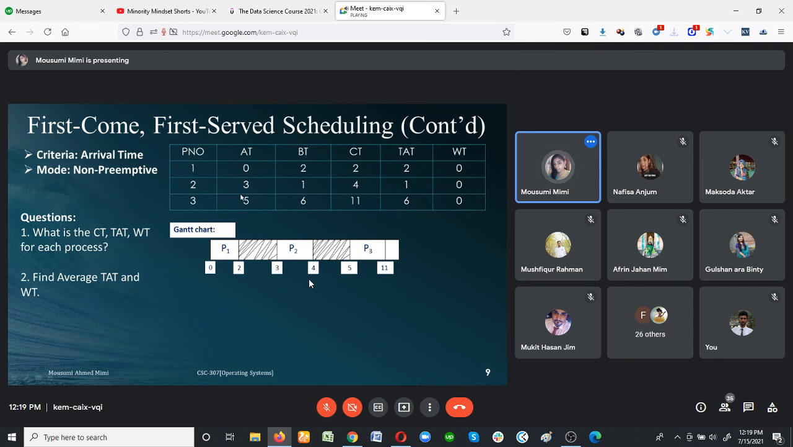Now again, my process 3 comes when? At 5 seconds. So 5 seconds is not reached yet, so it is waiting for 1 second. 4 to 5, how many seconds gap? 1 second. So at 5 seconds, my process 3 comes and the burst time is 6. So 5 plus 6 is 11. So the completing time is 11. Guys, is this algorithm example clear to all of you?